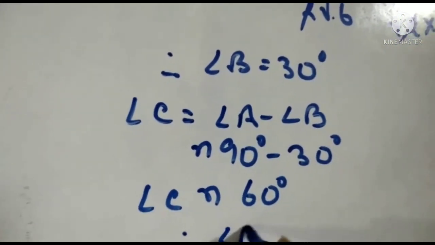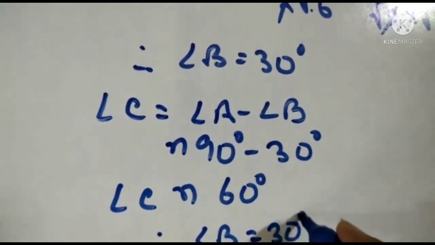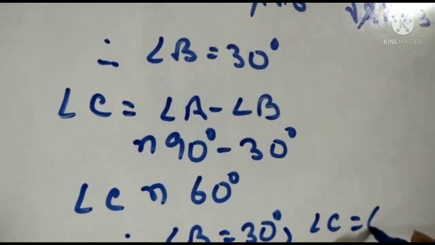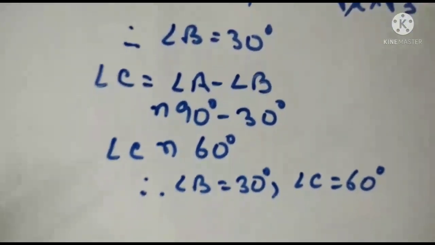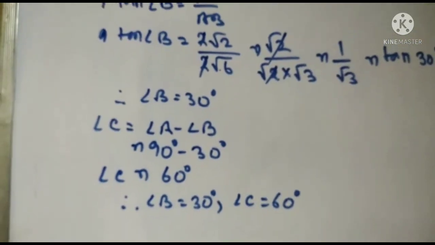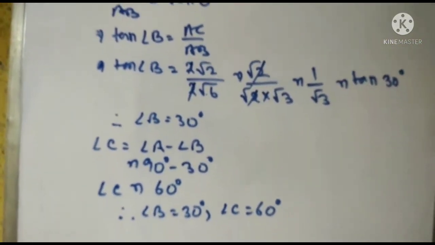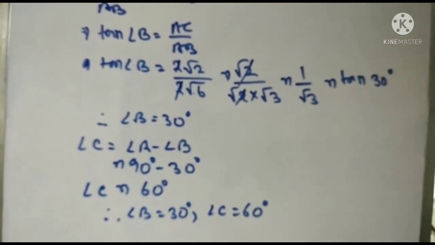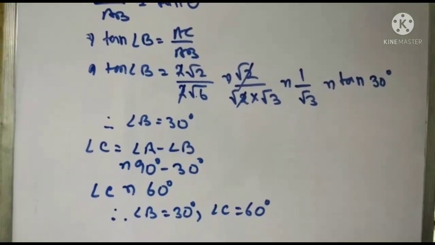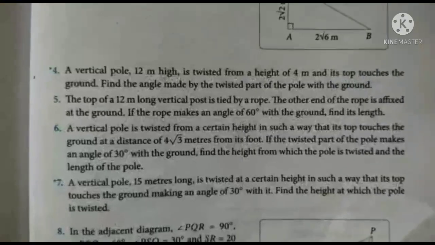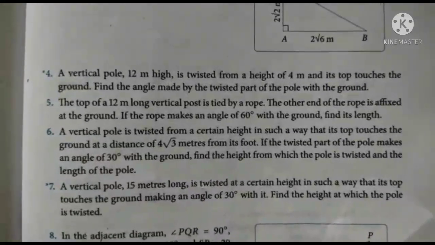Therefore we have found angle B is equal to 30 degree and angle C is equal to 60 degree. So this is the solution of question number 3. I think you can understand, it's a very easy solution. Now let's see the solution of question number 4.